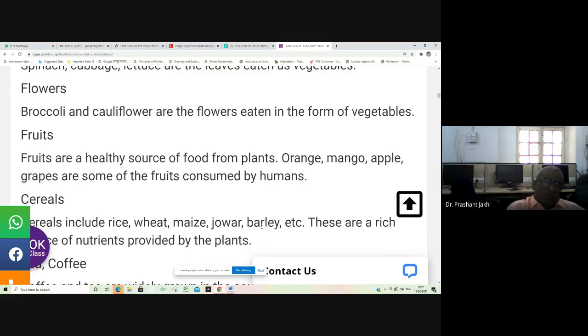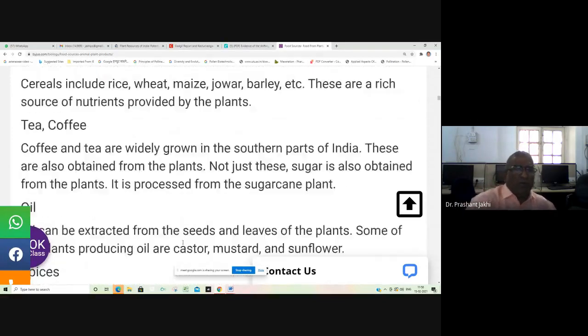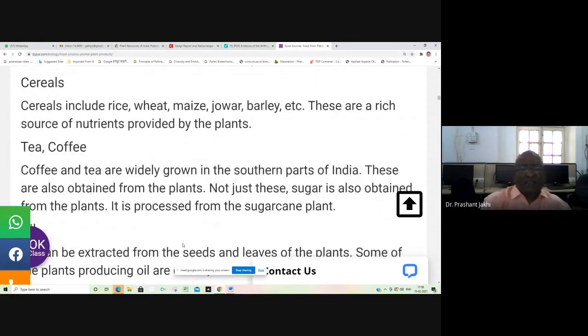Fruits are healthy sources of food from plants. Orange, mango, apple, grapes are some of the fruits consumed by human beings. You can make a huge list of such different fruits which are used for the purpose of food material. Then cereals, another interesting group. Cereals include rice, wheat, maize, jowar, barley, etc.